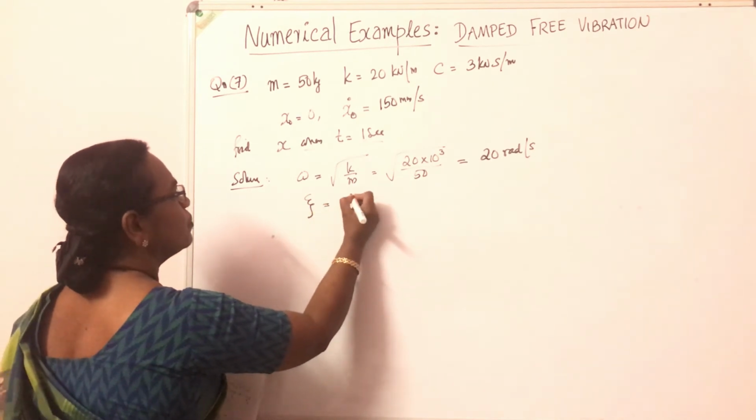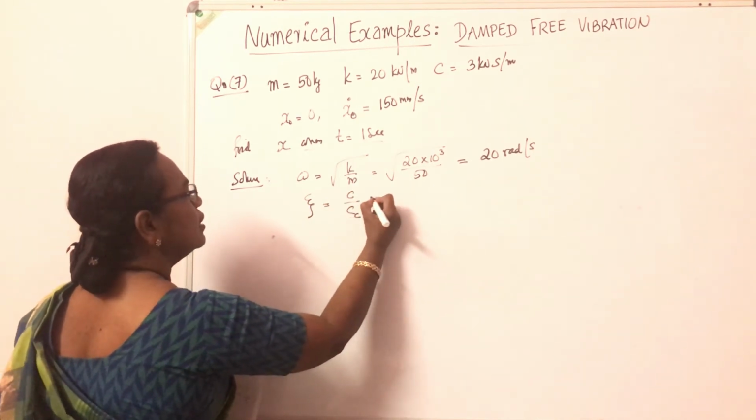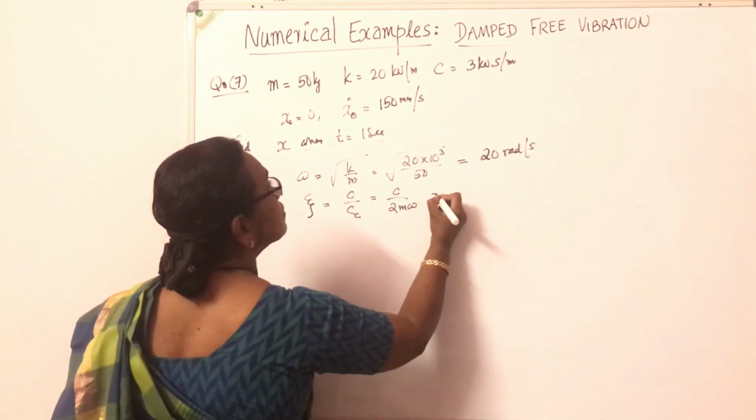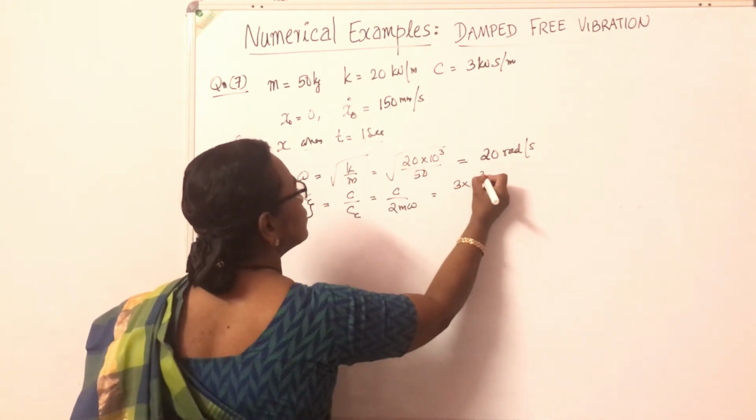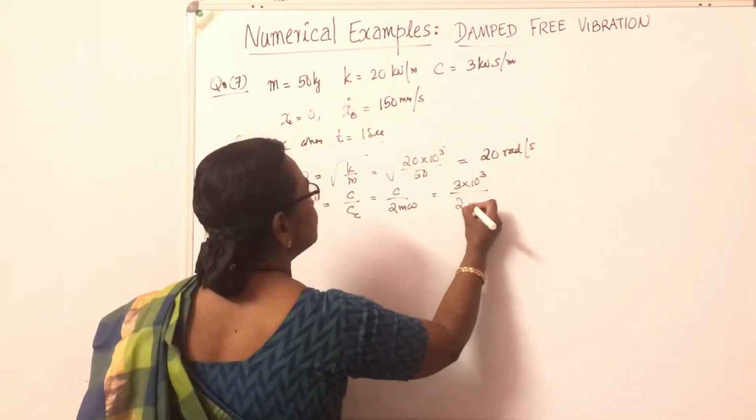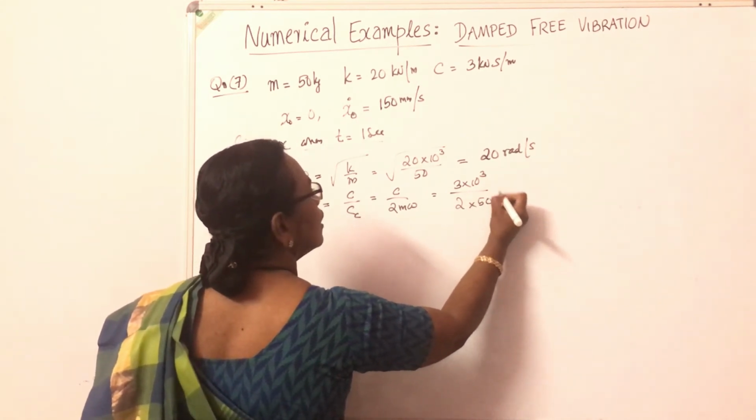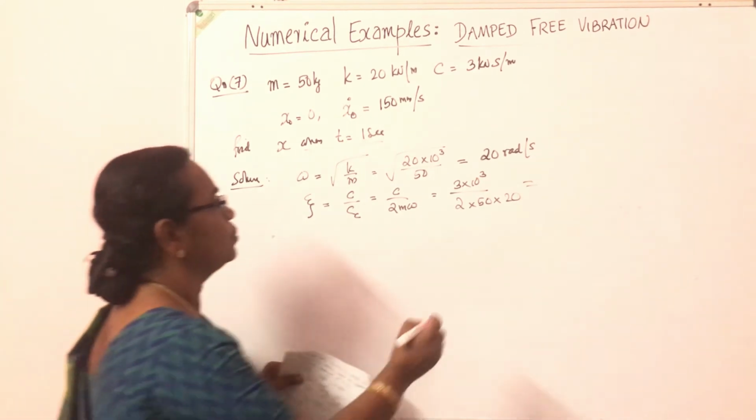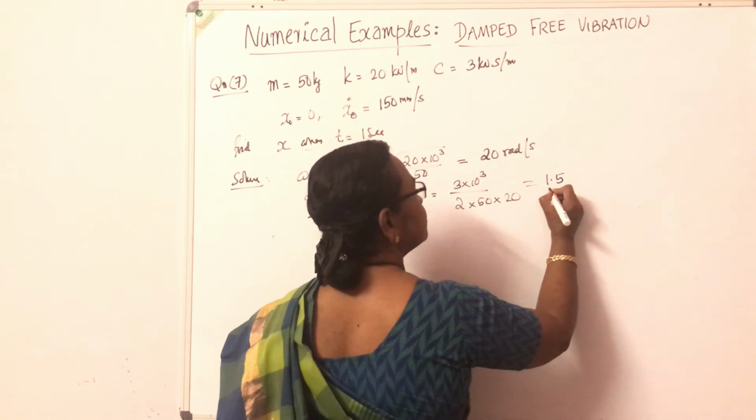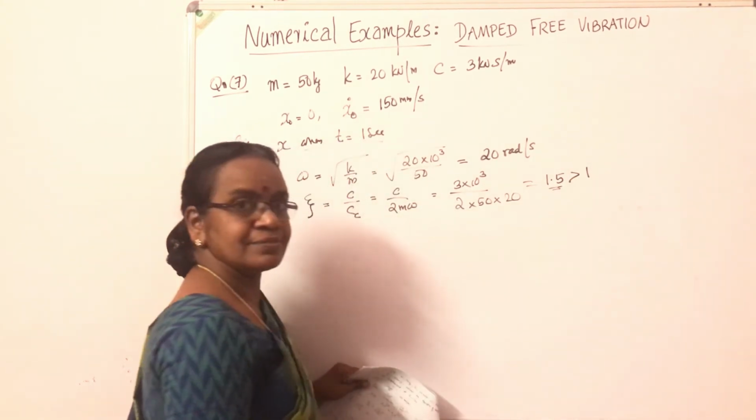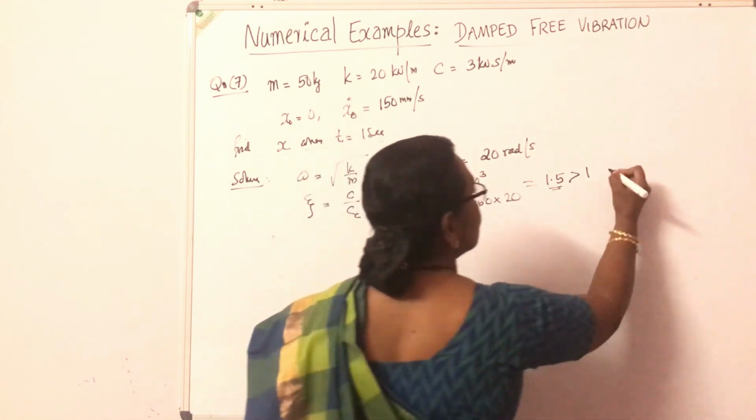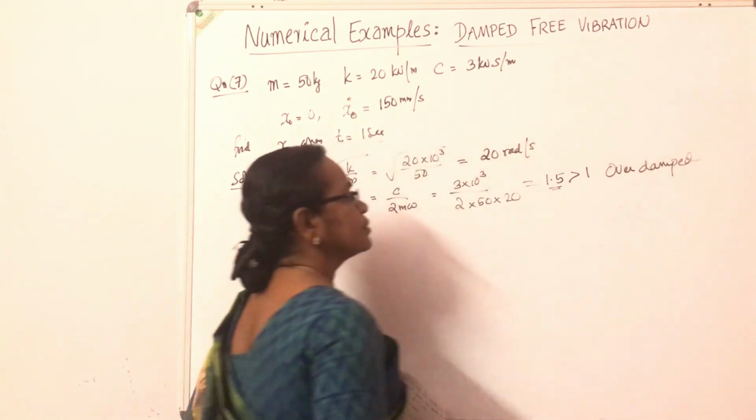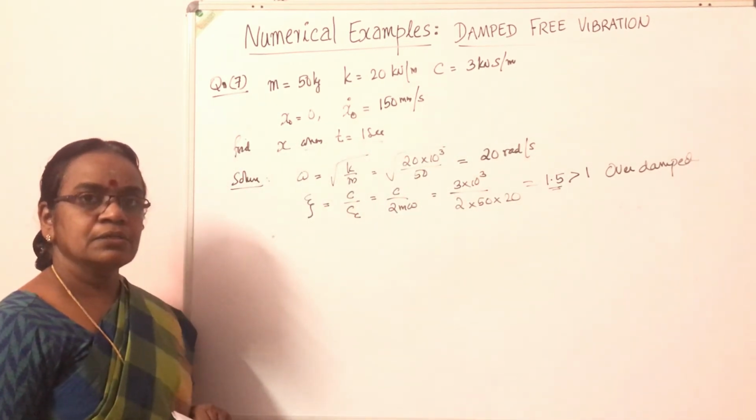Then calculate the damping ratio. Damping ratio psi is equal to C by Cc, or it is C by 2m omega. C is given as 3 into 10 raised to 3 newton second per meter, m is 50 and omega 20. Substituting these values, we will get the damping ratio 1.5. So this is greater than 1. We call it an overdamped system. So the system is overdamped based on the properties given.